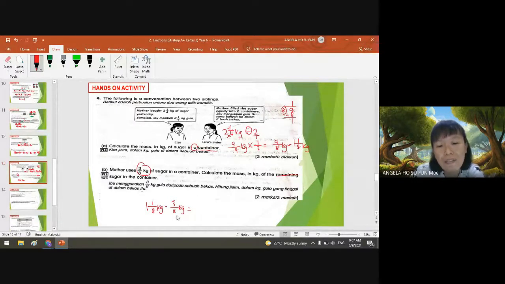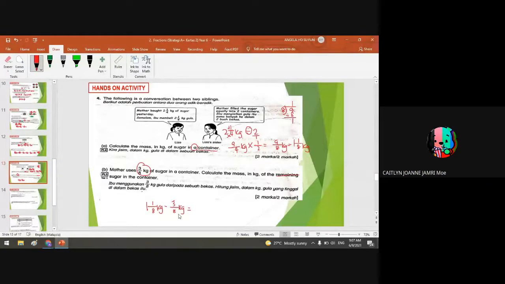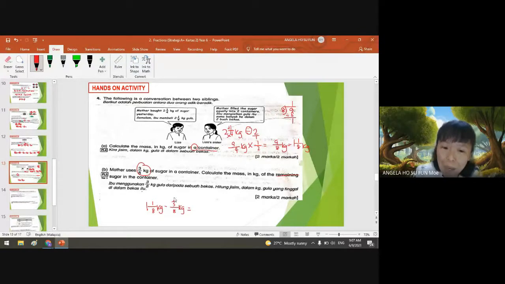So what is actually the answer? It cannot be 4 because the denominator is 8. Just now you said 3/4. Okay, never mind. We try to do this one. Can 1 minus 3? Cannot, right? I cannot minus 3.